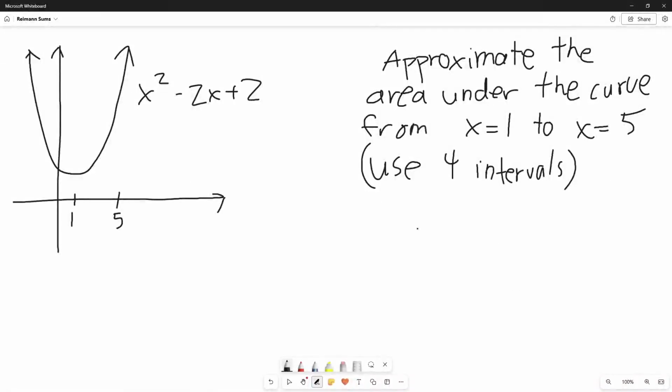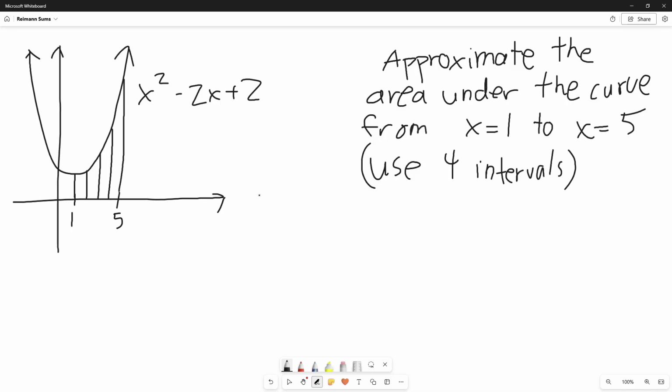Now, let's do another practice problem. If you think you know how to do this one, pause the video and try it. In this problem, we're given the graph of x squared minus 2x plus 2, and we're asked to approximate the area under the curve from x equals 1 to x equals 5, and to use 4 intervals, which means 4 shapes. And so we're asked to approximate everything under the curve from here to here, and let's divide this into 4 intervals.